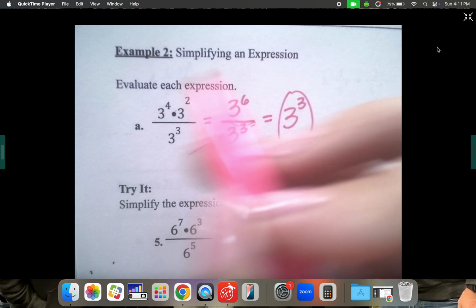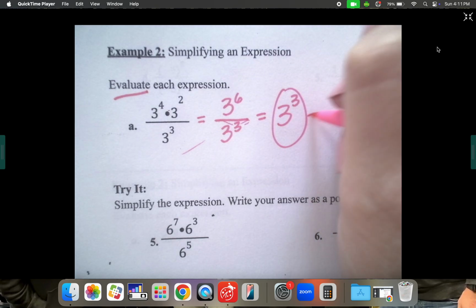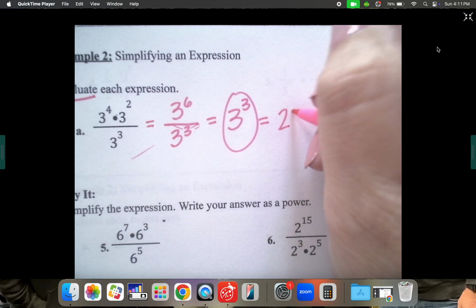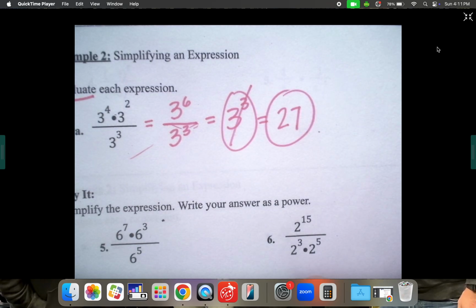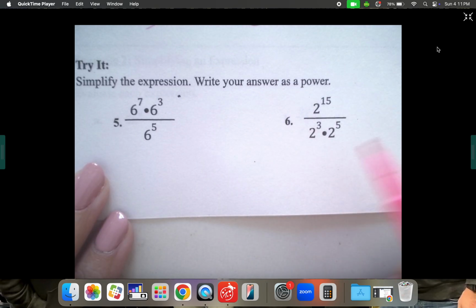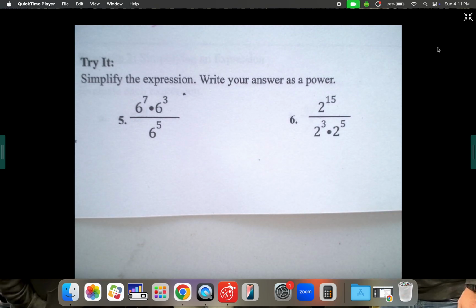Oh, and this section said evaluate, which usually does not mean give it in a power. It usually means give it as a final answer. 3 times 3 times 3 would be 27. You can also check that on your calculator. Okay, if you're ready to try it, go ahead and pause the video. Some of these are a little tricky though, so I am going to work them out with you if you're not quite ready to do them on your own. But if you are, pause the video now.